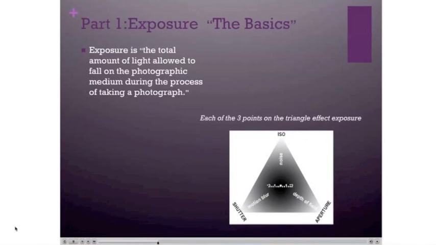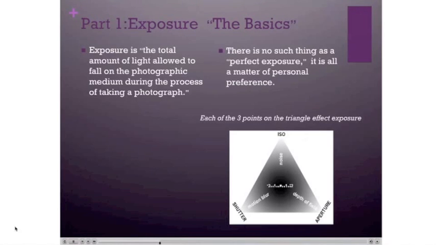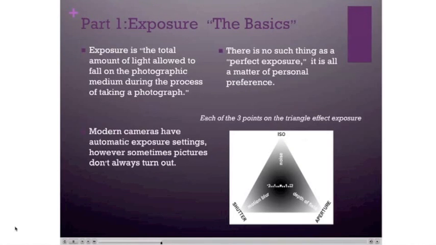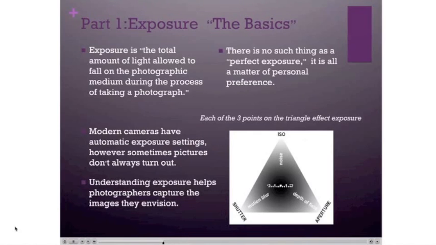Exposure is the total amount of light allowed to fall on the photographic medium during the process of taking a photograph. There's no such thing as perfect exposure. It's all a matter of personal preference. Modern cameras have automatic exposure settings. However, sometimes pictures don't always turn out the way we'd like them to. Understanding exposure helps photographers capture the images they envision.